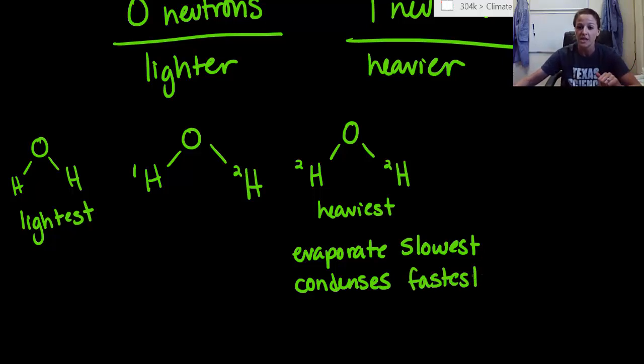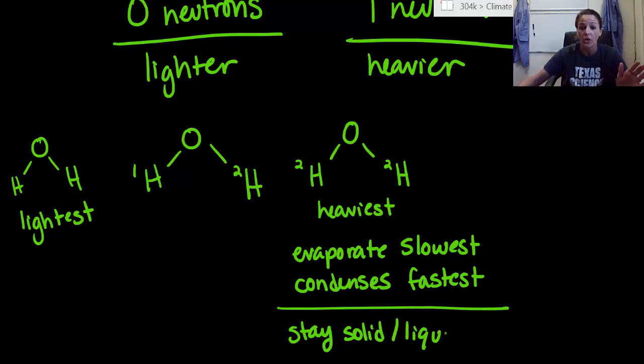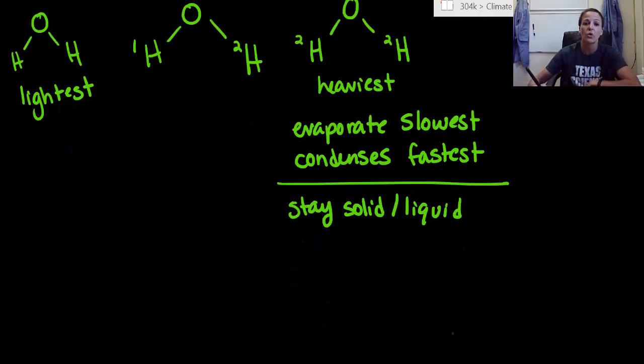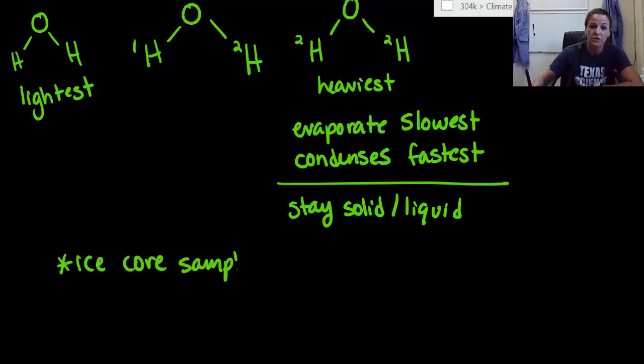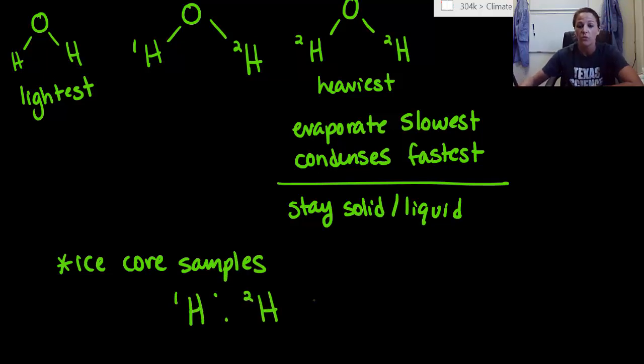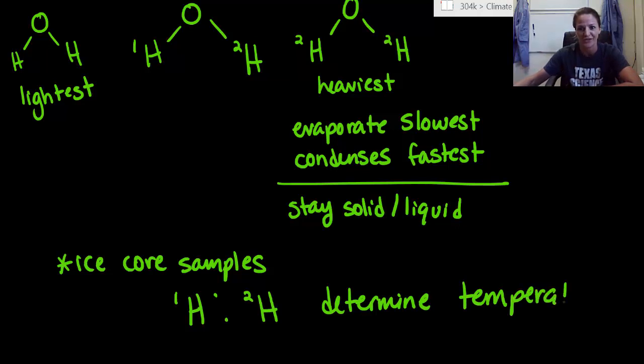So what that really means is that out of these 3 molecules, the one with 2 deuteriums is going to want to stay as a solid and a liquid more so than the other 2 molecules. So what that really means is that our ice core samples are enriched with deuterium. So we use these ice core samples to essentially measure the ratio of hydrogen to deuterium, and we can then determine the corresponding temperature, which is kind of neat if you think about it.